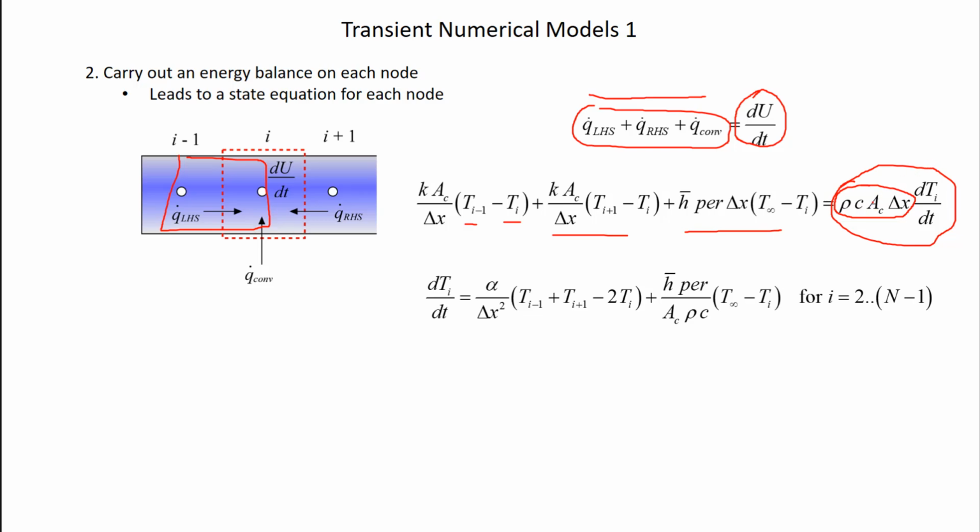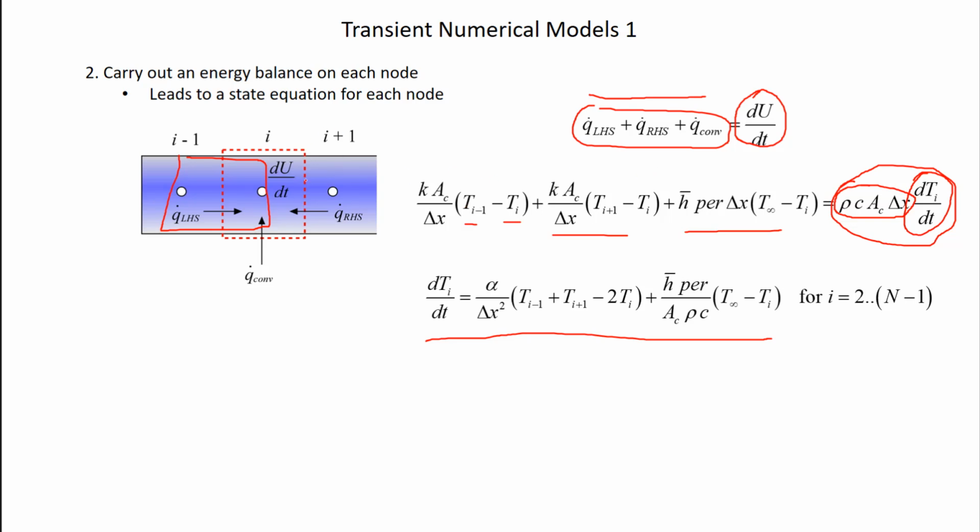So as promised, if I solve for d temperature, d time here, this is going to give me a state equation, and that's what I have right here. I just solved this for d temperature, d time. If I knew the temperature of every single node, right, I could plug in values for all these T sub i's, then I would know what is the rate of temperature change of an internal node, right? So this is specific to an internal node, right?